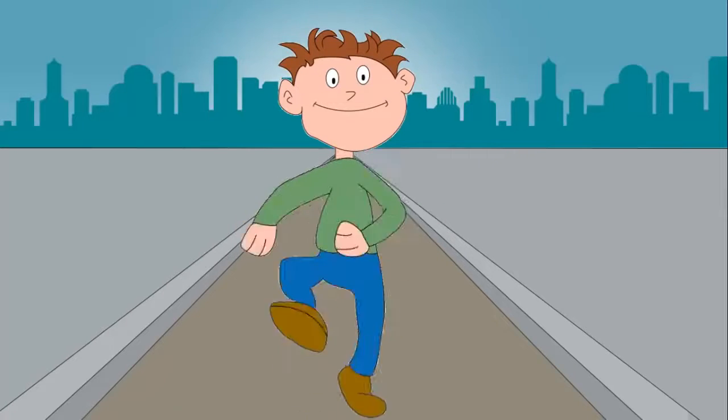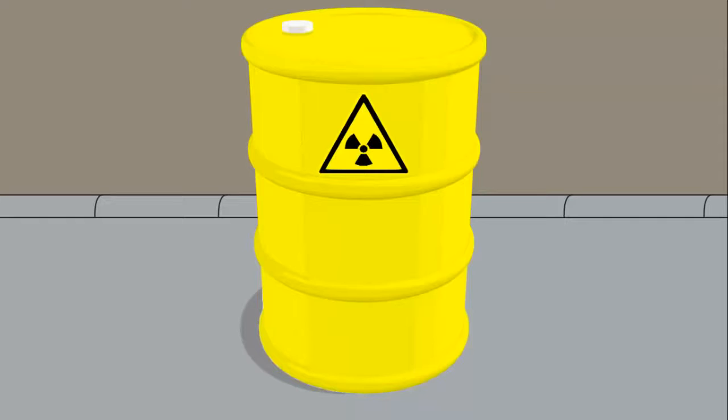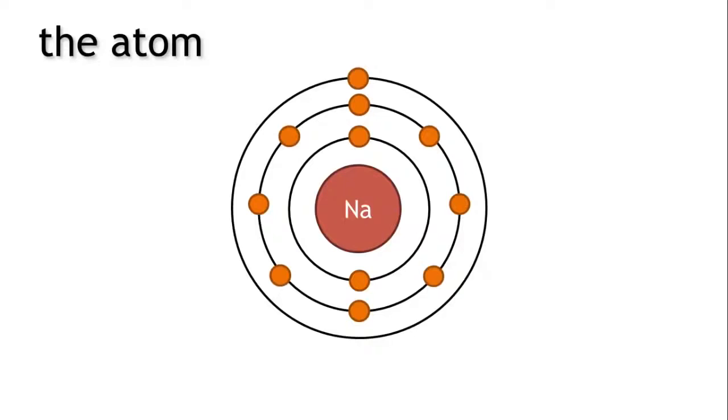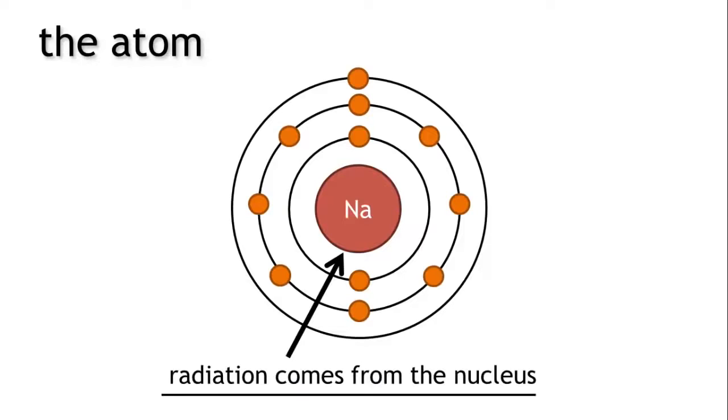If you were walking down the road and you saw this can outside your house, what would you think? Radiation is something that makes us feel very, very uneasy. But what do we mean when we say radiation? Radiation comes from part of the atom called the nucleus.